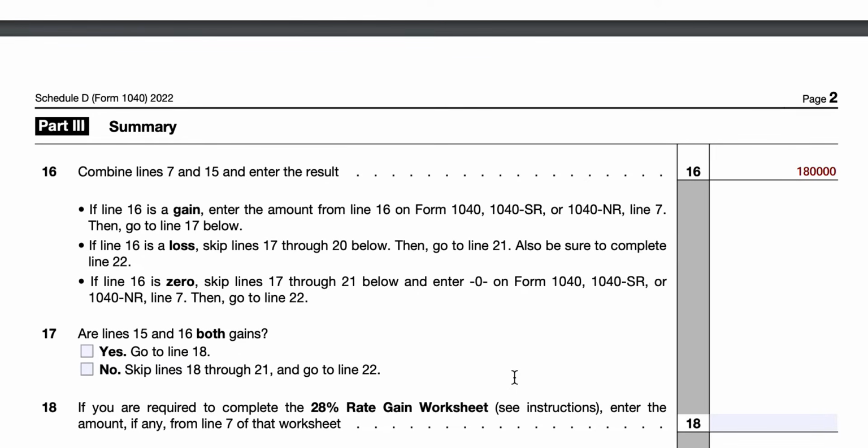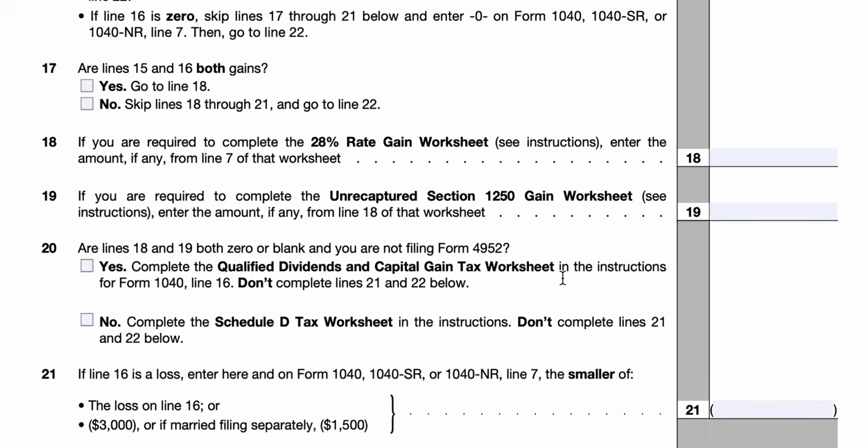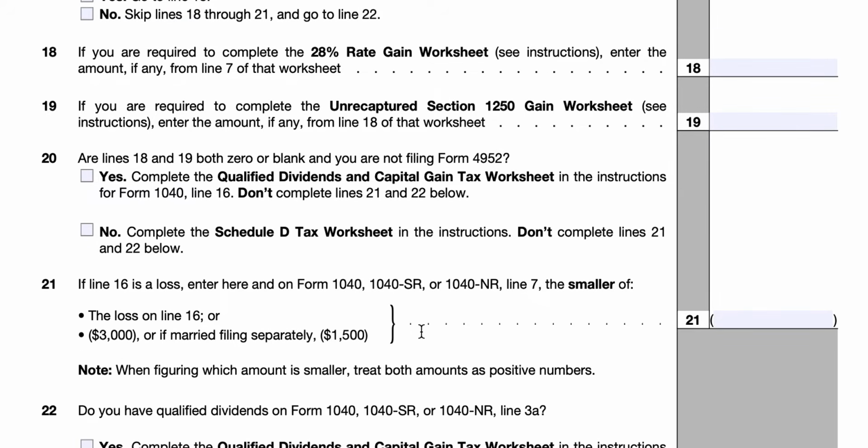So if line 16 is a gain, you're going to report this on line 7, and then we'll go to line 17. If this was a loss, then we would skip and go down to line 21 because we would not need to be completing any of the gain worksheets. So we'll walk through those because we have a gain. But in line 21, this is where you're going to calculate the smaller of your capital loss or $3,000, and then you'll have the capital loss carryover.